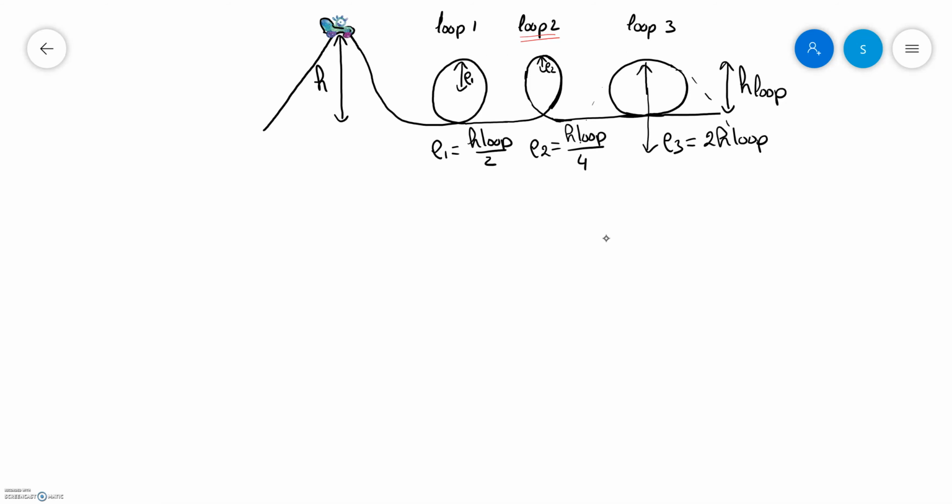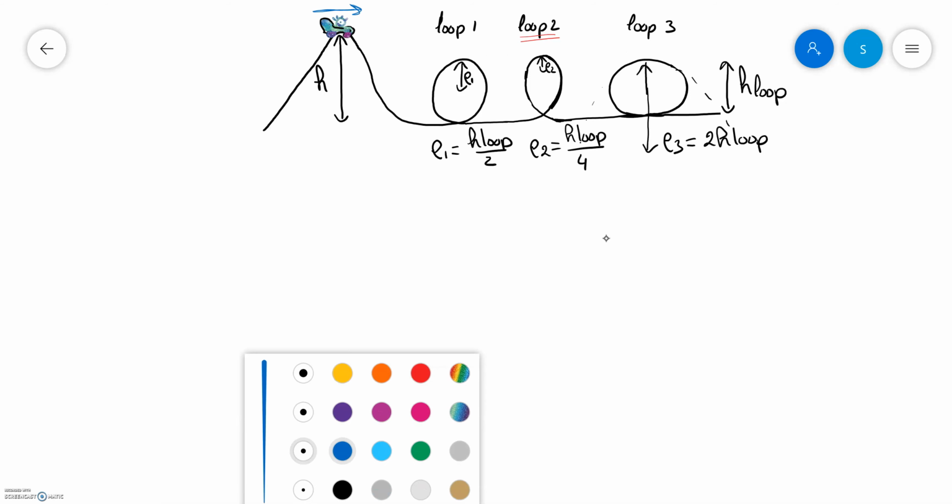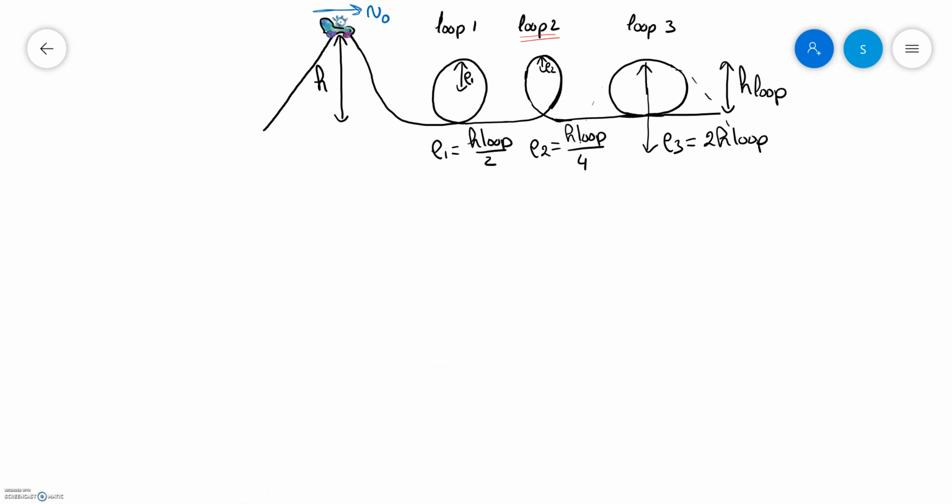Okay, I will make some assumptions. I will make the assumption that the initial velocity here is v0 equals 0. It doesn't change the fact that it will be easier to go through loop 2 than loop 1 or loop 3, but I will show you why using the fact that this first velocity is 0.